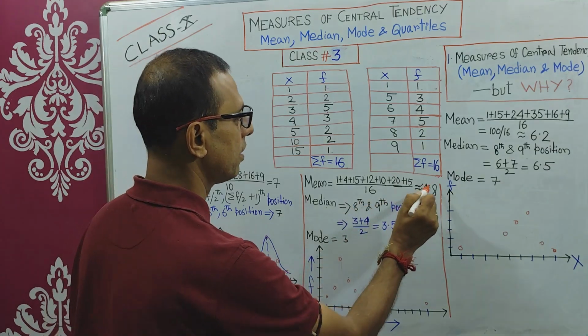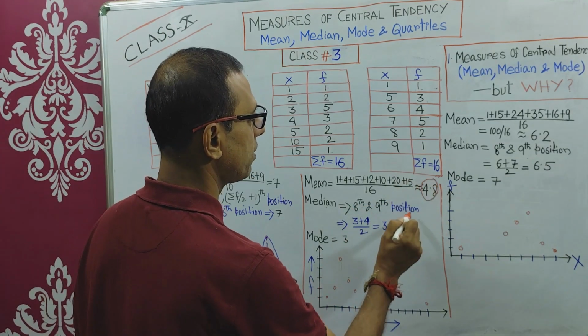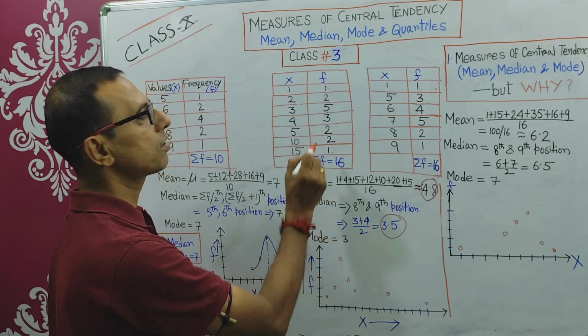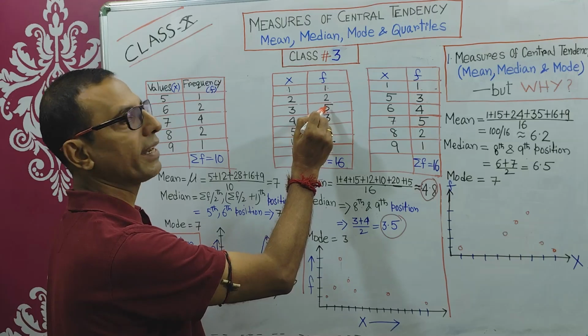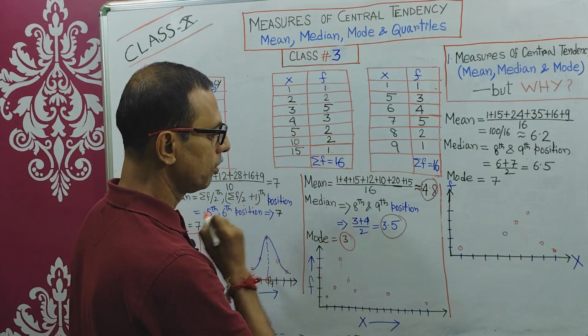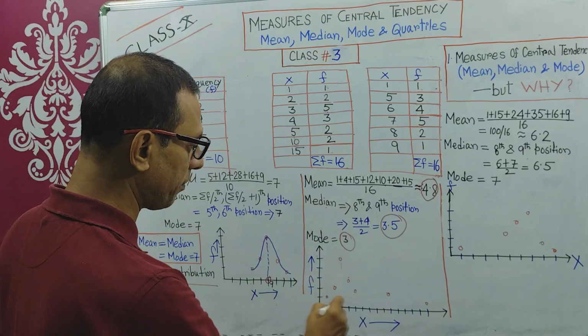So mean is 4.8, median is 3.5. And what is the mode? Highest frequency is 5 and the associated observation value is 3. So mode is 3. Now we will put these values in a similar way.